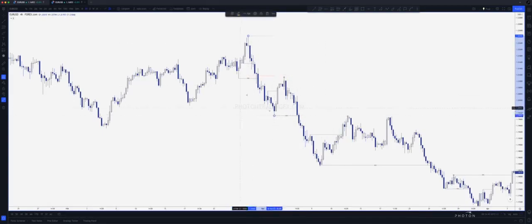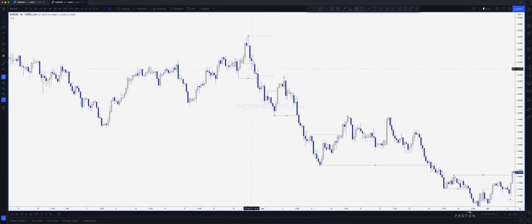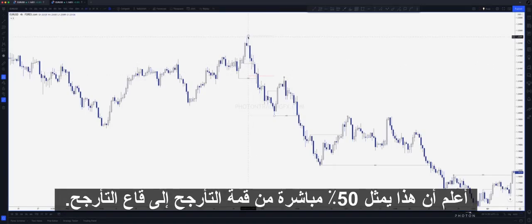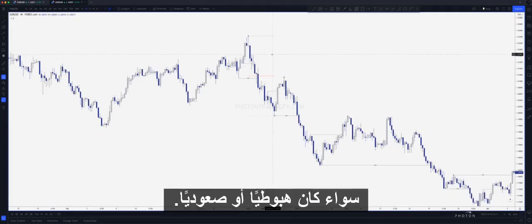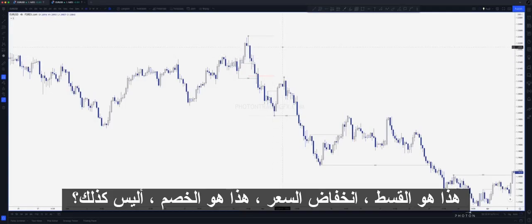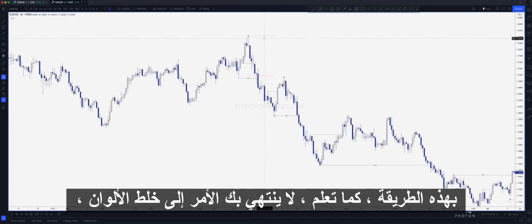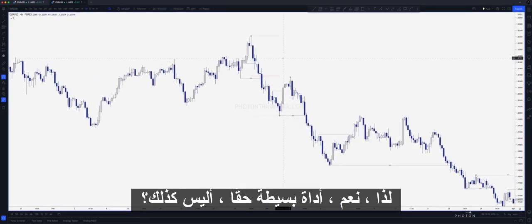Sometimes you can end up drawing it the wrong way around. But essentially, all I care about is where the EQ is. I know that's the 50% from the swing high to the swing low. So anywhere above the EQ is always going to be the premium, no matter whether it's bearish or bullish. The top part is always expensive. The higher the price, that's the premium. The lower the price, that's the discount. That way you don't end up getting your colors mixed up with those shades. So yeah, really simple tool.